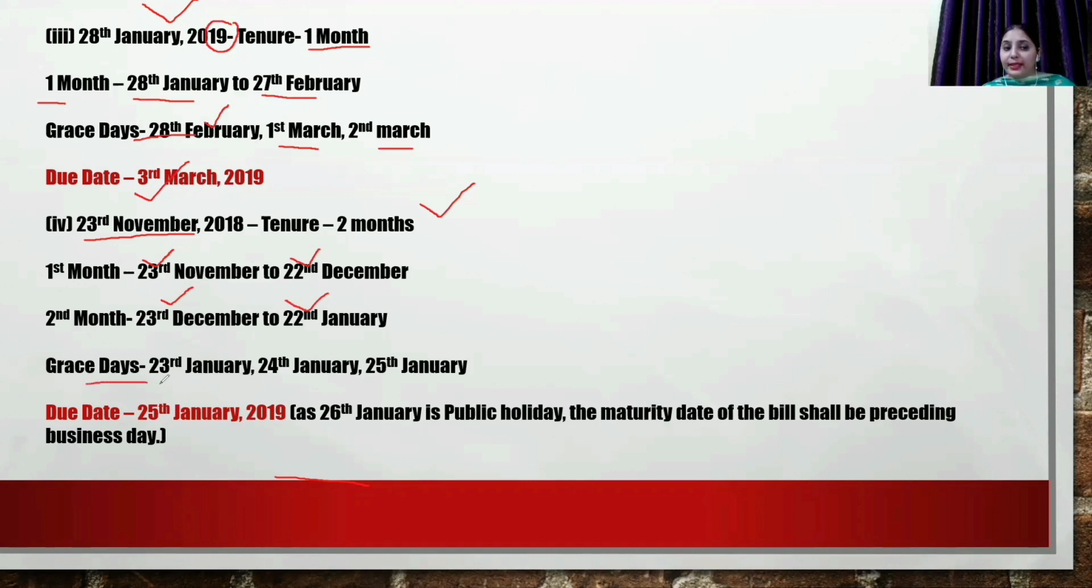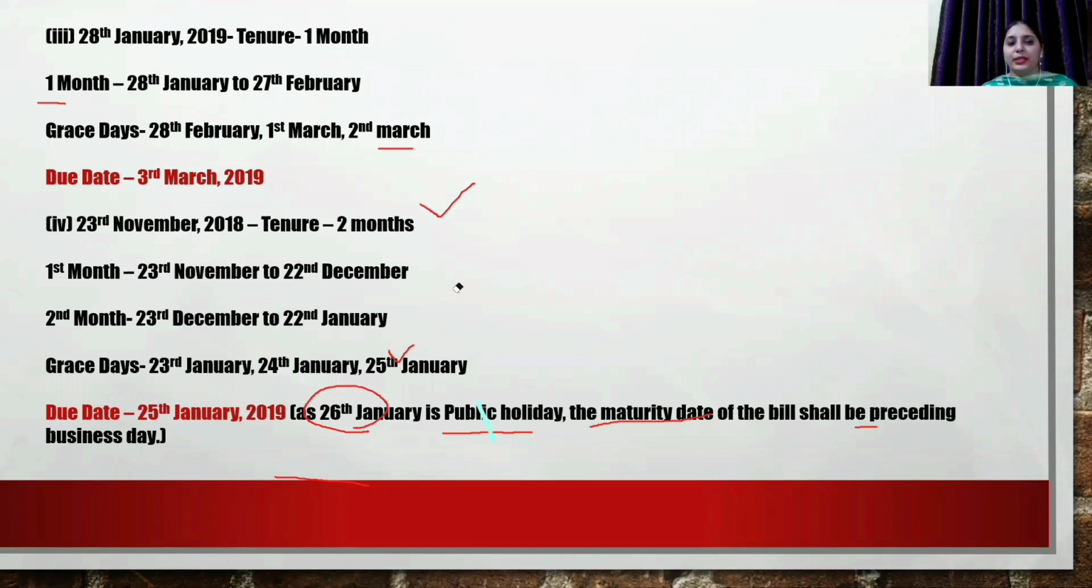Now, if we add grace days, we will see 23rd, 24th, 25th are grace days. So payment otherwise was to be collected on 26th January, but we all know 26th January is a public holiday. So in that case, the maturity date of the bill shall be the preceding business day. The preceding business day is 25th January. So the payment will be collected on 25th of January. So our due date is 25th January 2019.